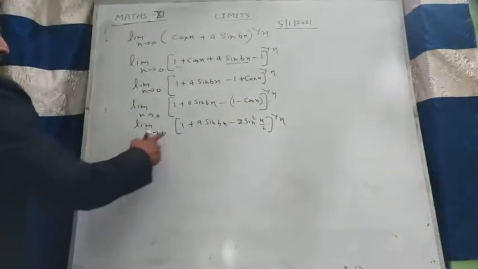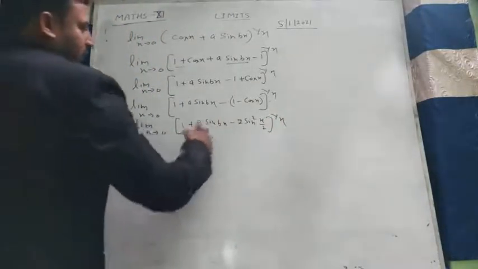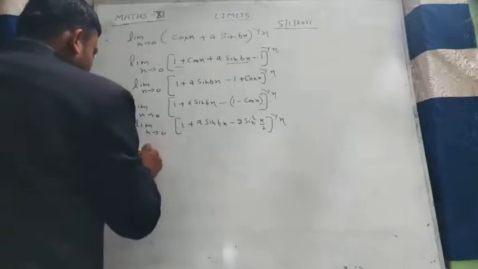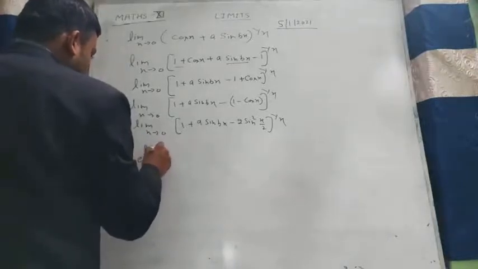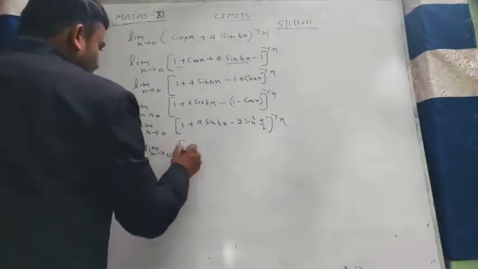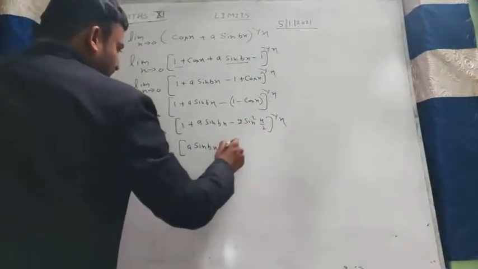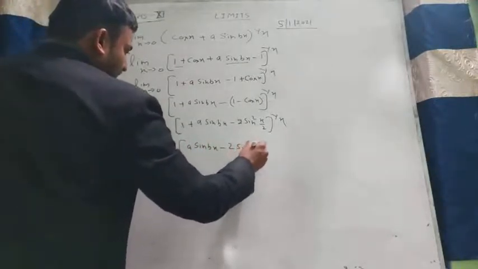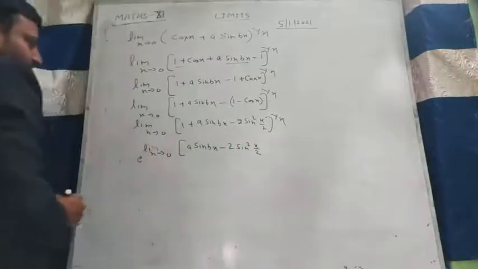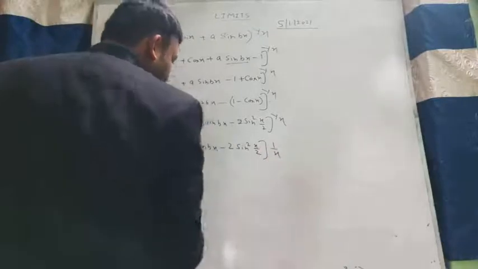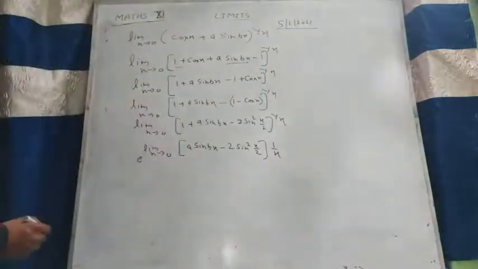Now student, if we are putting the limit 0, this part will be 0, this part will be 0, and this is of the type 1 to the power infinite. So we write e to the power limit x tends to 0 of (a sin bx minus 2 sin square x by 2) into 1 by x, which is gx.